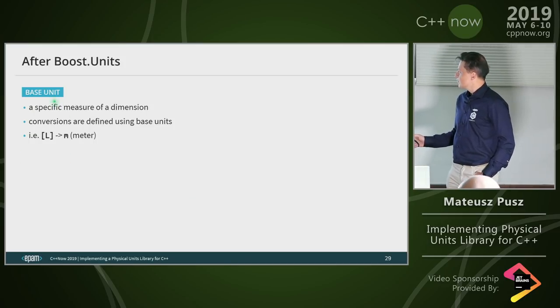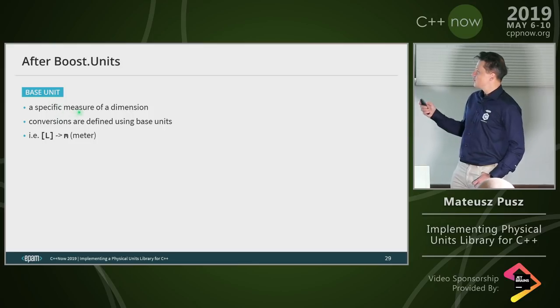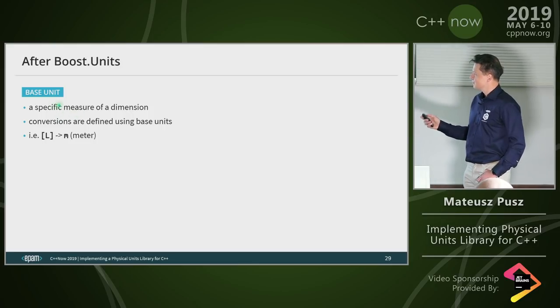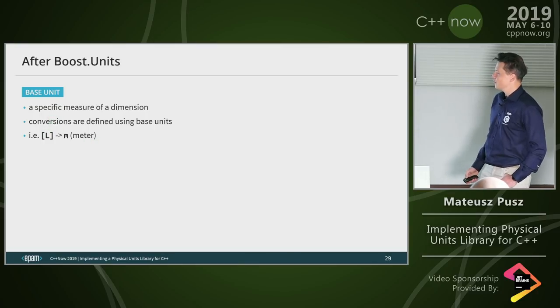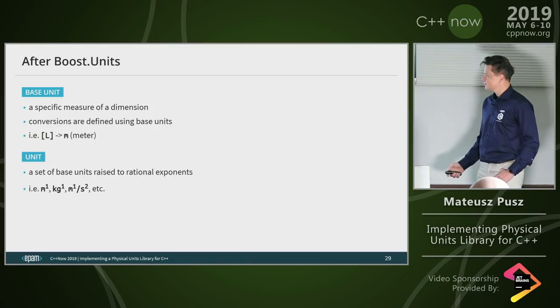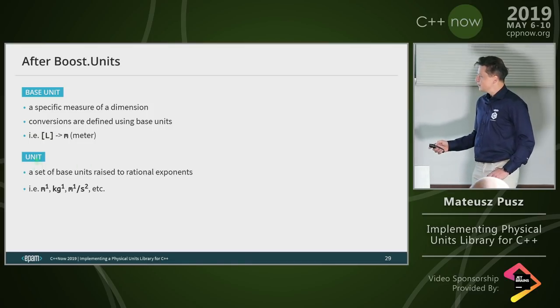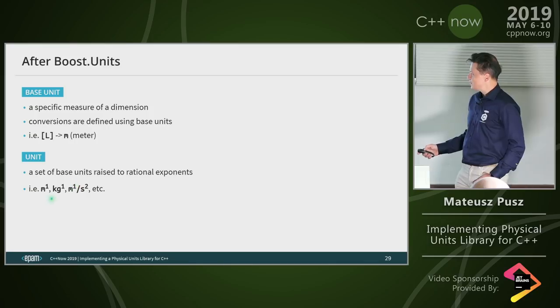Base unit is a specific measure for a specific base dimension. So length is expressed in meters by default. This is the default unit for length according to SI units. On the other hand, unit is the set of those base units with some exponents again.